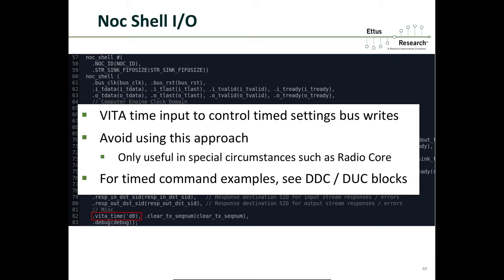A couple more signals here. We have the VITA time signal. This is used for timed settings bus writes. Generally, no blocks use this except for the radio core block, which is a special block created by Ettus for interfacing with the RF front end. So generally, you won't be using this signal. There's a better way if you want to do timed commands or timed settings bus writes, which you can look at the DDC and DUC blocks for an example of how to do that.